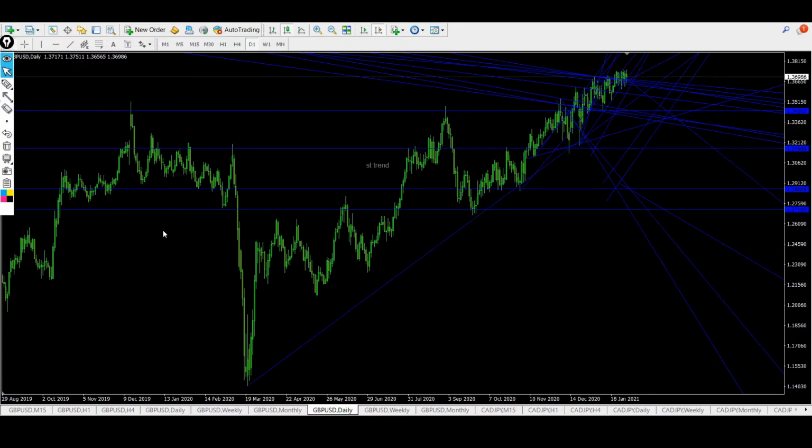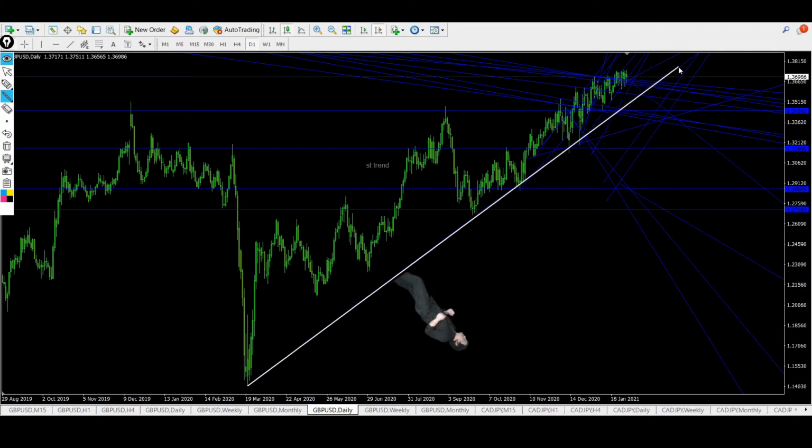Okay. Now this is a daily chart. We're talking about this trend line from this pivot to this pivot right here. We want price to pull back and then have compact price action on this trend line for another long.